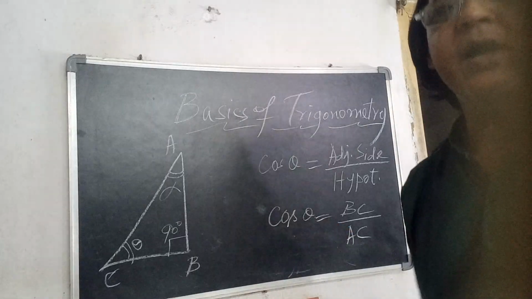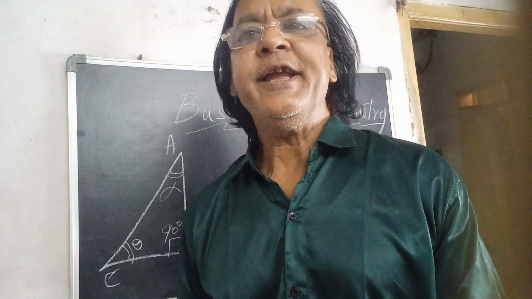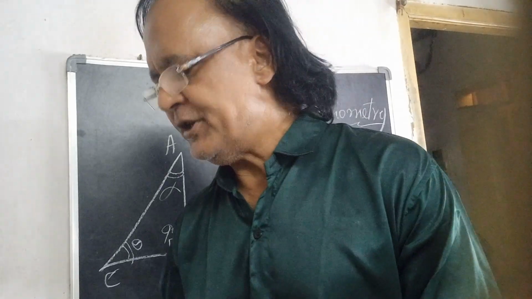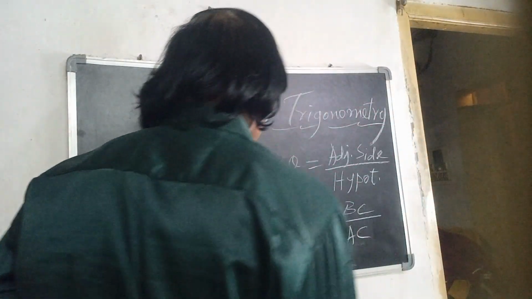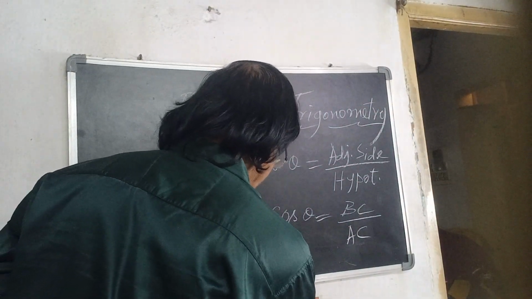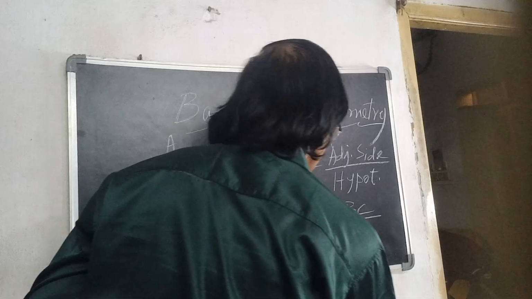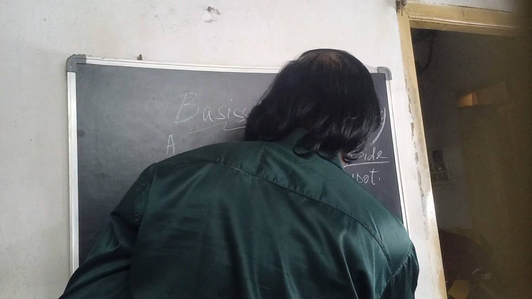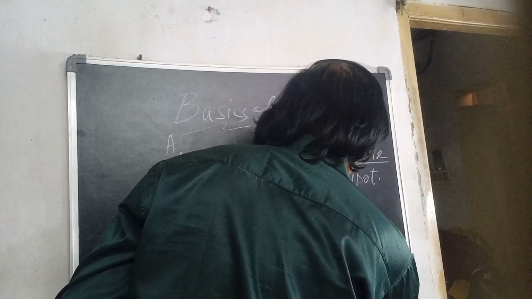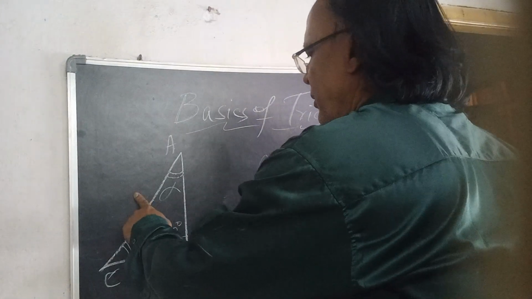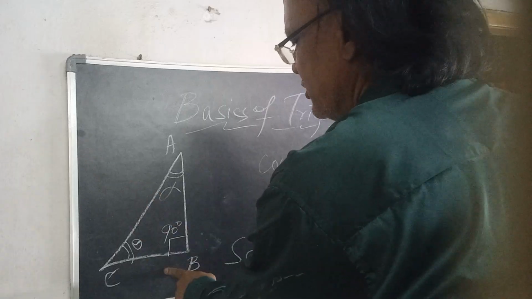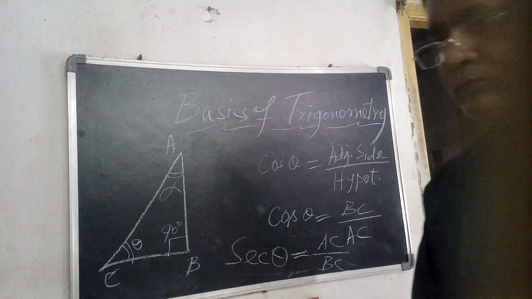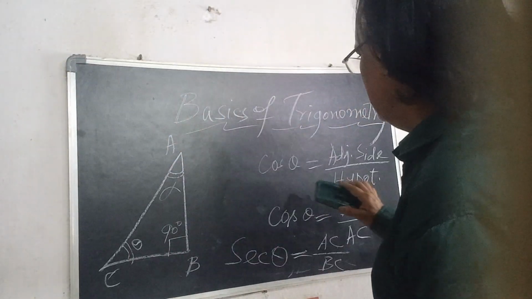And the inverse of cos theta is secant theta. In short form, we call it sec theta. Secant theta or sec theta is equal to hypotenuse by adjacent side. This one. AC by BC. Next.